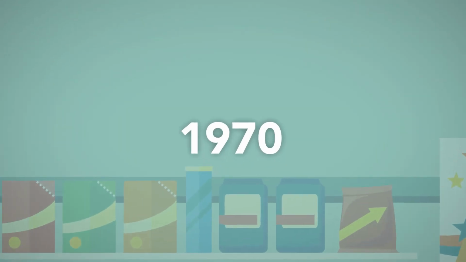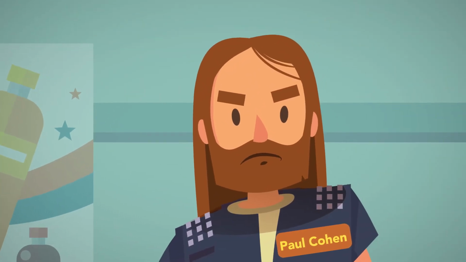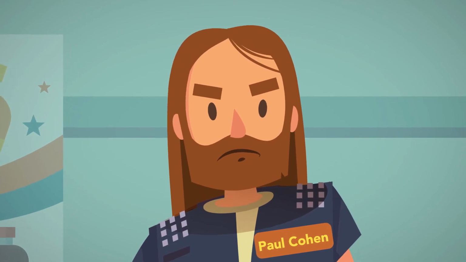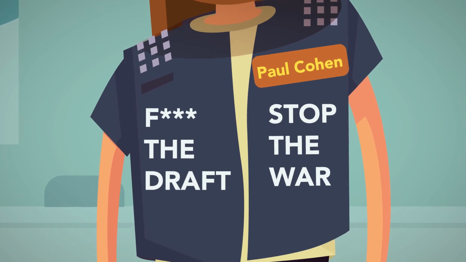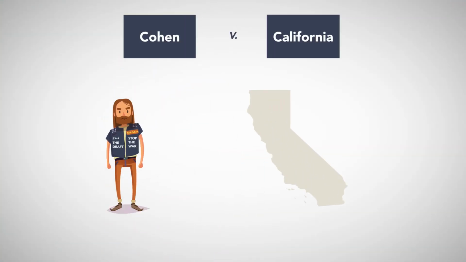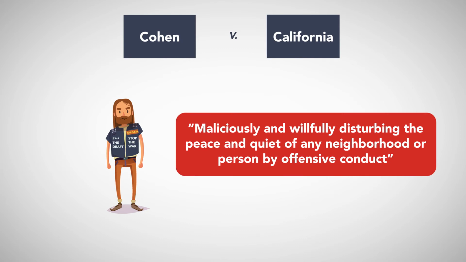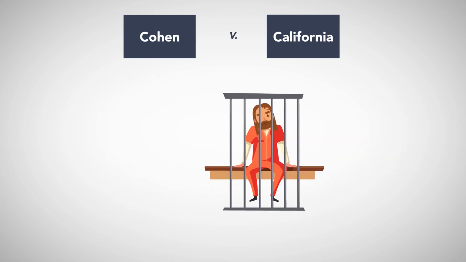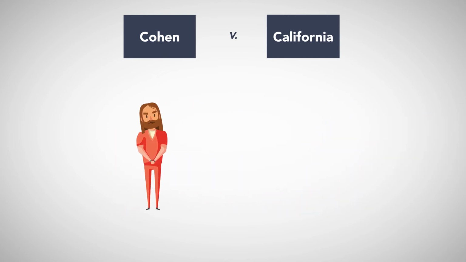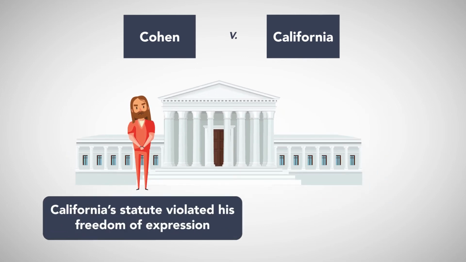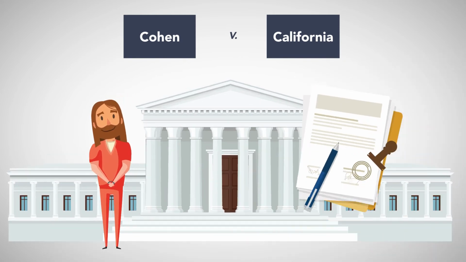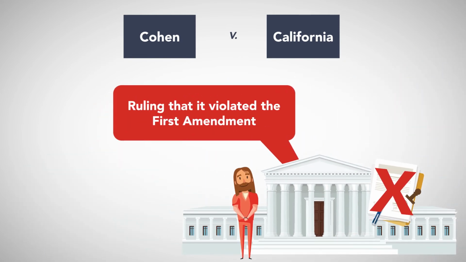In 1970, 19-year-old department store worker Paul Cohen expressed his opposition to the Vietnam War by wearing a jacket embroidered with "F the Draft, Stop the War." Cohen was charged under a California statute that prohibits maliciously and willfully disturbing the peace and quiet of any neighborhood or person by offensive conduct. Cohen was found guilty and sentenced to 30 days in jail. He challenged the conviction up to the Supreme Court, arguing that California's statute violated his freedom of expression. The court agreed with Cohen and struck down the law, ruling that it violated the First Amendment.